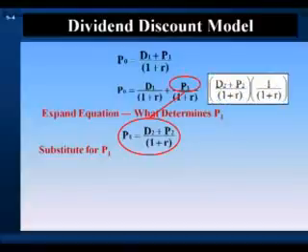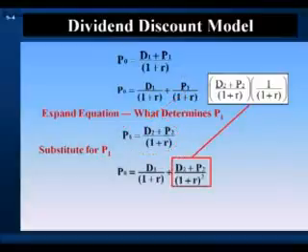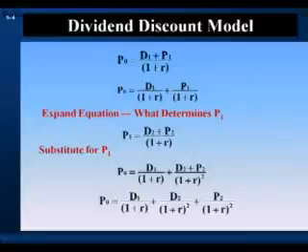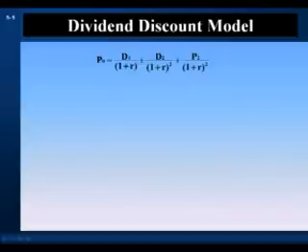Let's substitute this definition of P1 for the year 1 terminal price in our model. The price at year 1 is discounted back 1 year to the present, and we get this expression. Let's rearrange the equation to separate the present value of the dividend and the present value of the terminal price. We've expanded the model by 1 year.